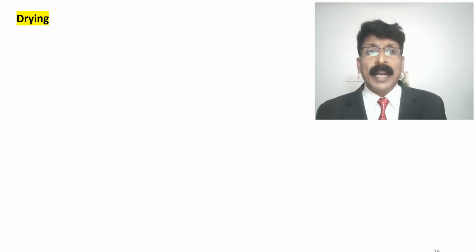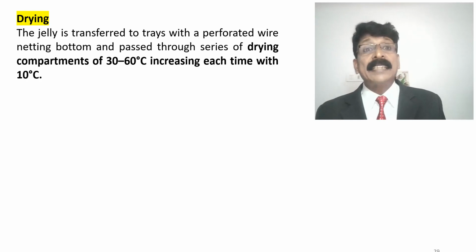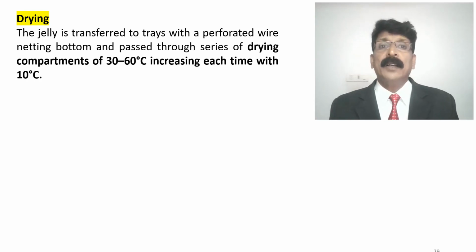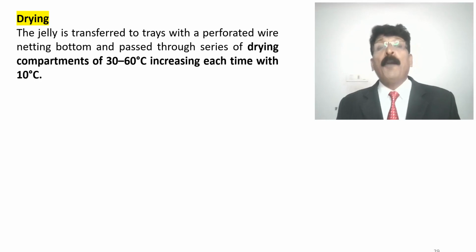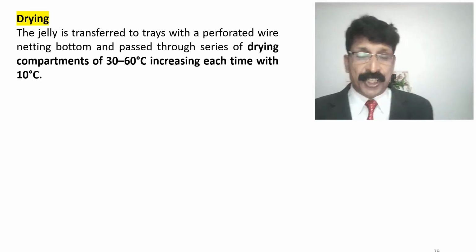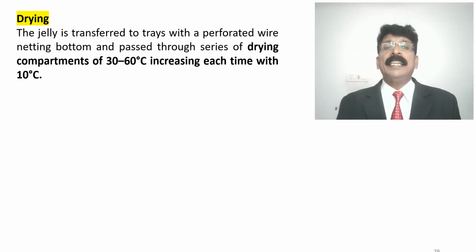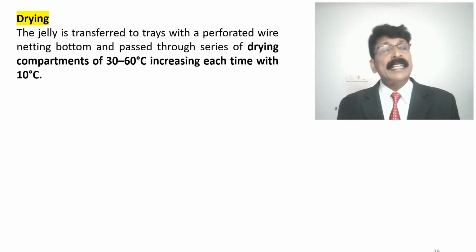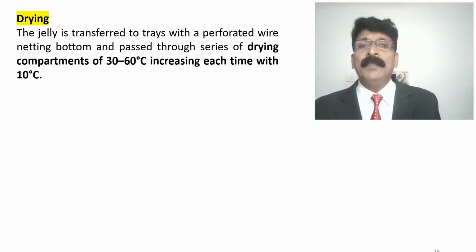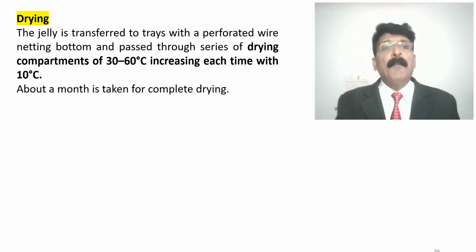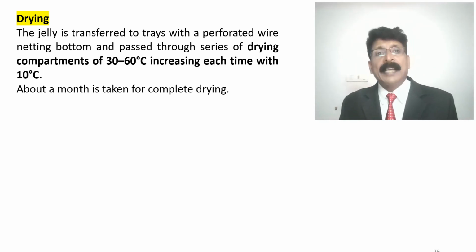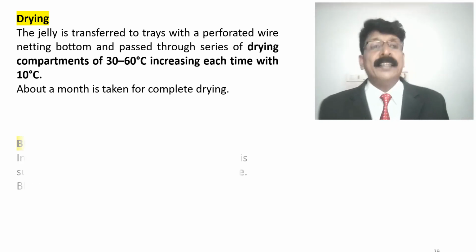Now drying. The jelly is transferred to trays with a perforated wire netting bottom and passed through a series of drying chambers at 30 to 60 degrees centigrade, increasing each time by 10 degrees centigrade. About a month is taken for complete drying.